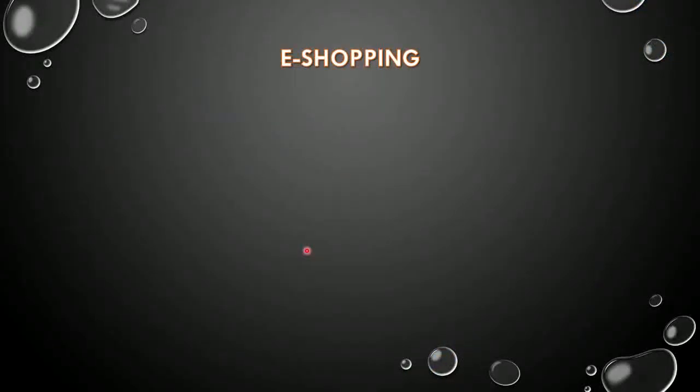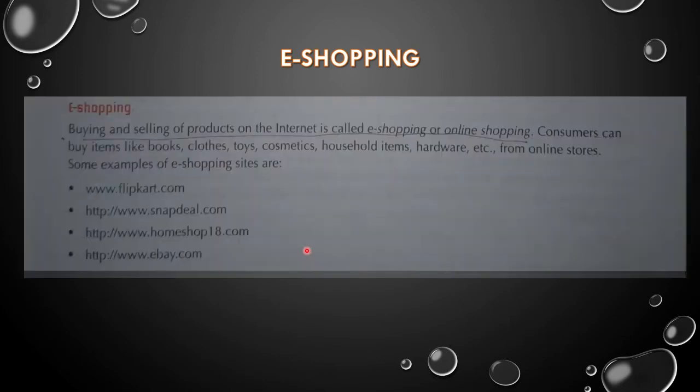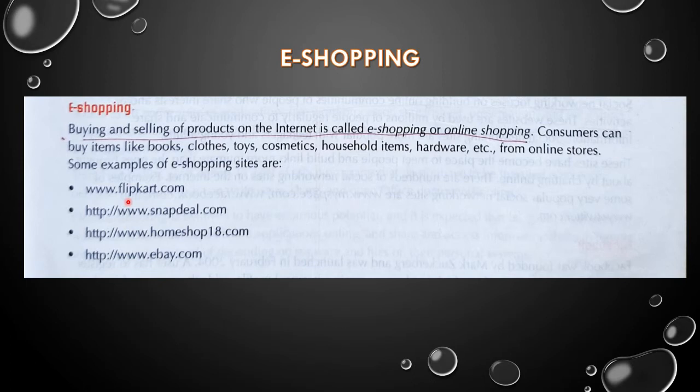After this, next is e-shopping. Most of you know, when I say e-shopping, Amazon.com and Flipkart.com come to your mind. What is e-shopping? Buying and selling of products on the internet is called e-shopping, or online shopping. Consumers can buy items like books, clothes, toys, cosmetics, household items, hardware, and many things from online stores. Some examples are Flipkart.com, Snapdeal.com, HomeShop18.com, eBay.com, Amazon.com, and many websites.